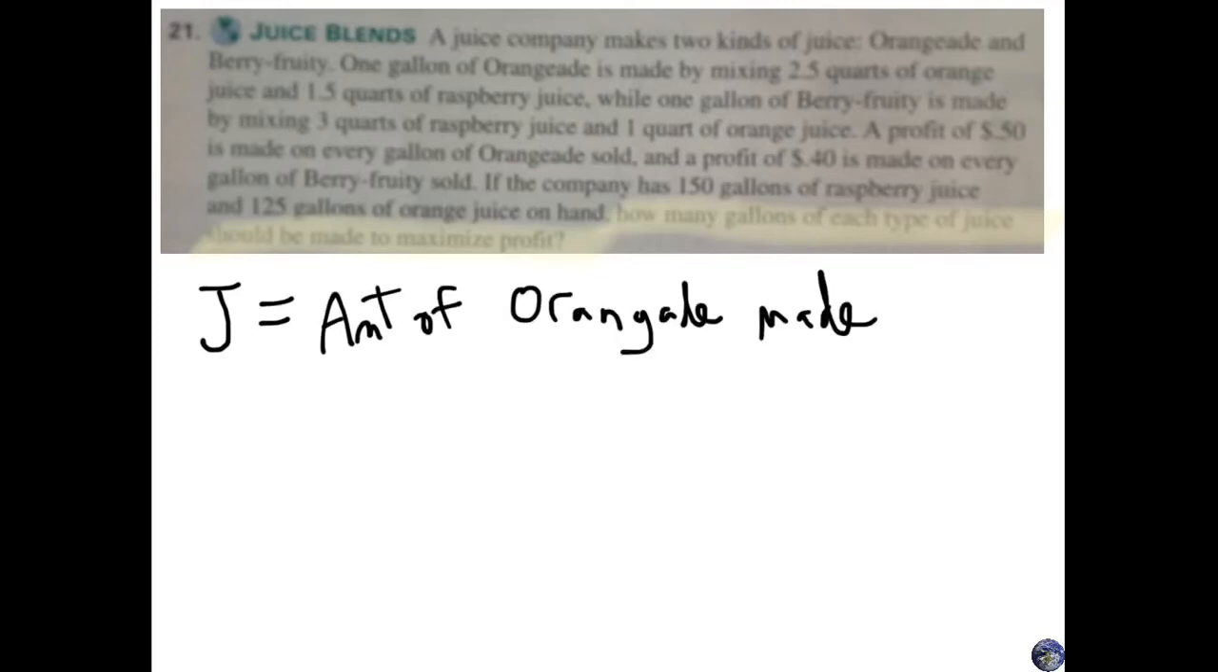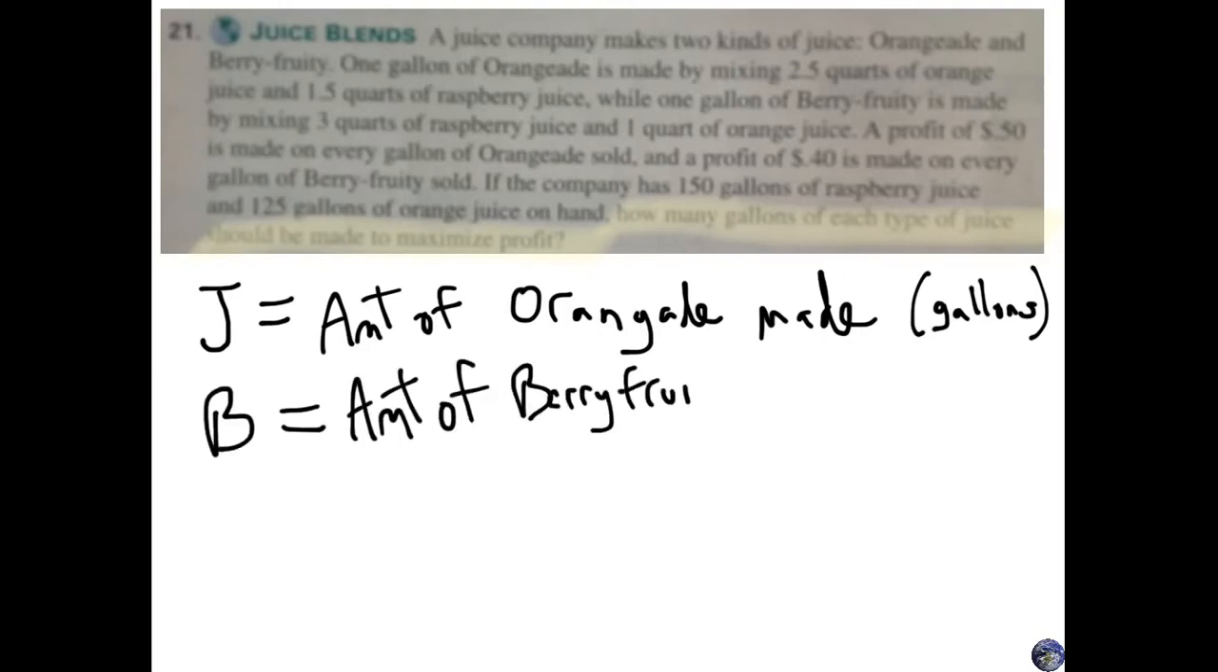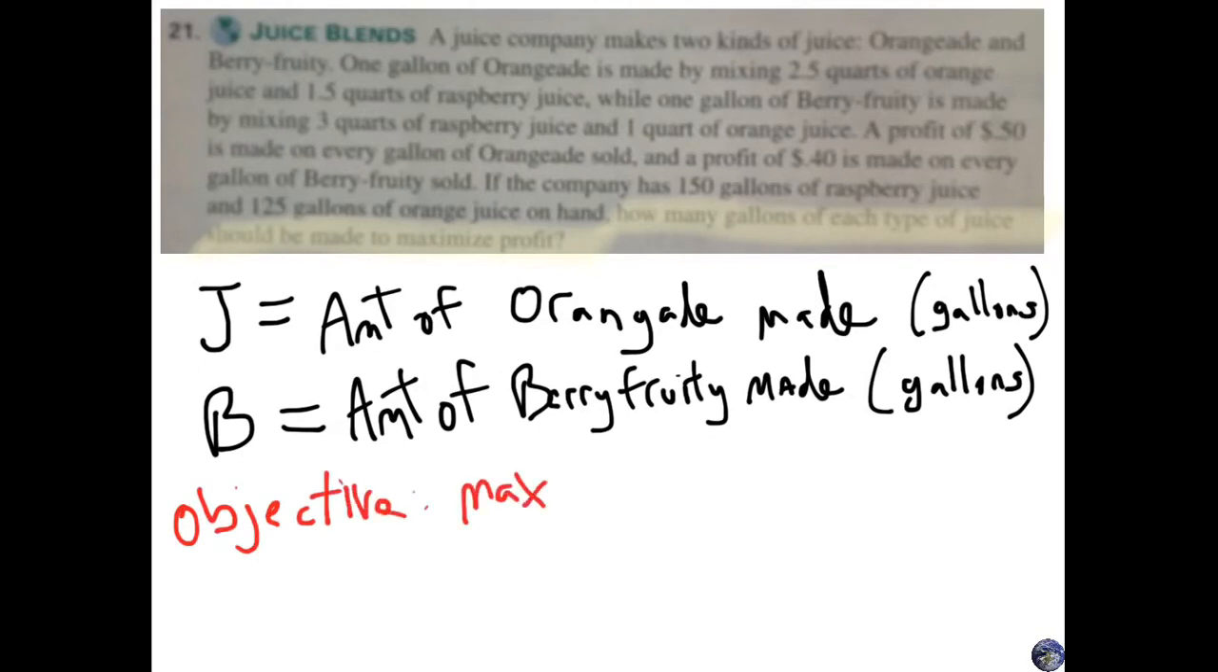So let's go ahead and actually get those variables down. So J is going to be the amount of orangeade that we're going to make, and it's also important to say what your units are. So our units in this case are going to be gallons. So that's going to be our first variable. Remember, in the linear program we need at least two variables, so our second variable, I'll call it B. So it'll be the amount of berry fruity that we make, and the units for that will also be in gallons. So at this stage we're ready for our objective function.